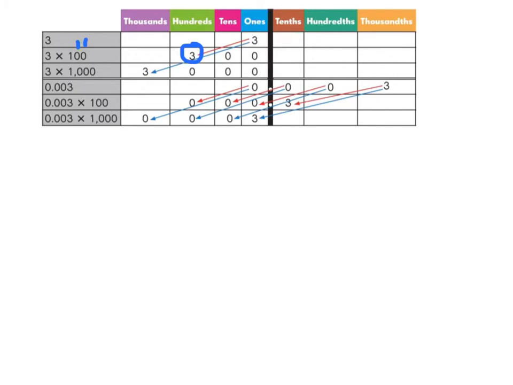If we multiply by 1000, we take 3 zeros and we push our 3 places over to the left on our chart, and it becomes 3000.